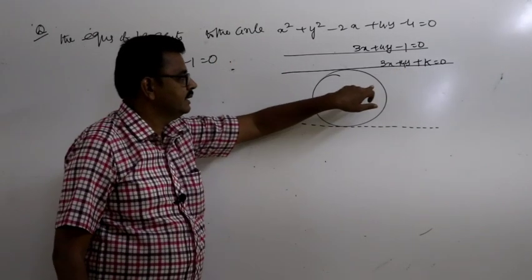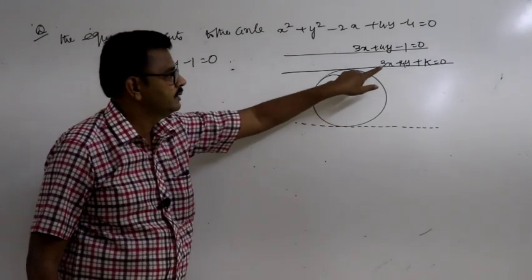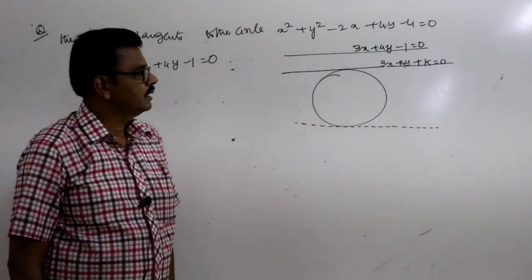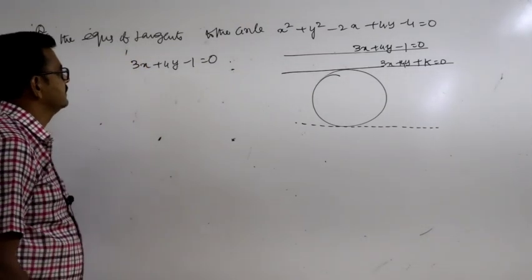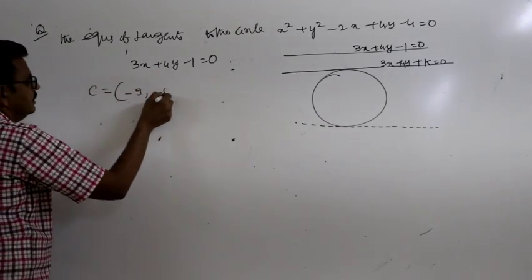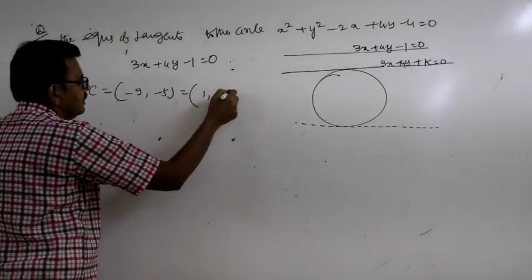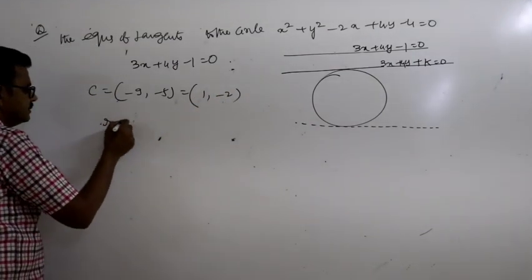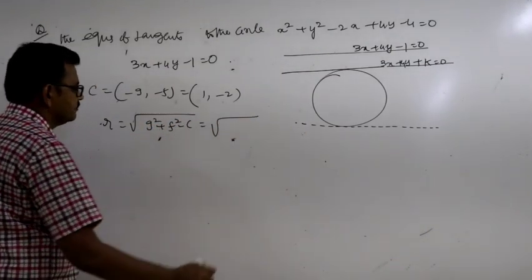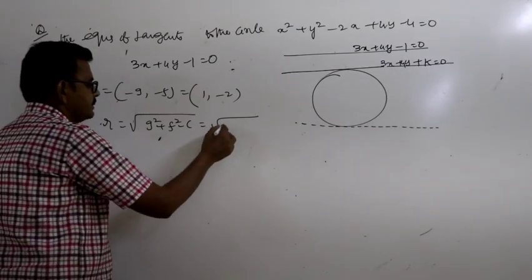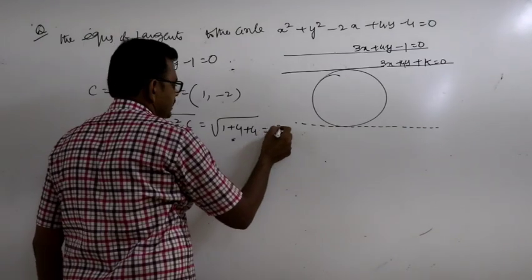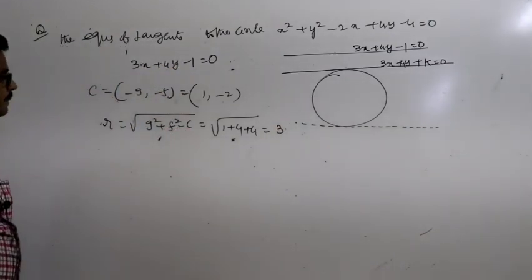Maybe there is a possibility of this one. Since the line is a tangent to the circle, the condition for tangent is r is equal to d, radius equal to perpendicular distance. Now from the given equation, center of circle is minus g comma minus f, that is 1 comma minus 2. Radius is root of g square plus f square minus c. g square is 1, f square is 4, c is minus of minus, that is plus 4, that is root 9, that is 3.